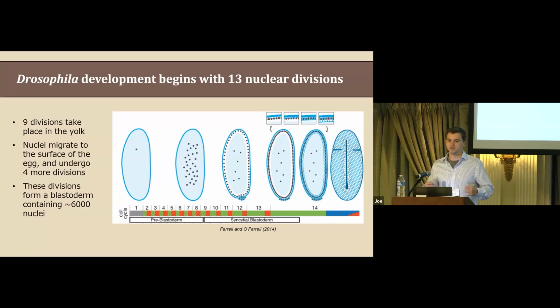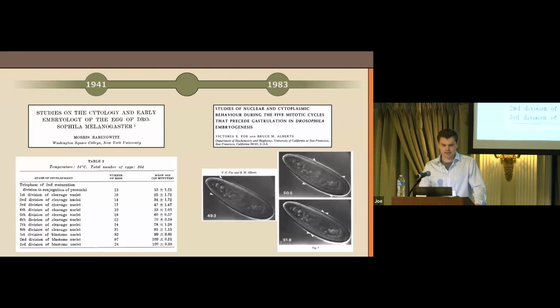In these later divisions, you have waves of mitosis that propagate along the axis of the embryo, and so I'll show that soon. But I want to start off by saying that this is a system that people have been looking at for a very long time. These mitotic divisions have been very interesting since as early as 1941.